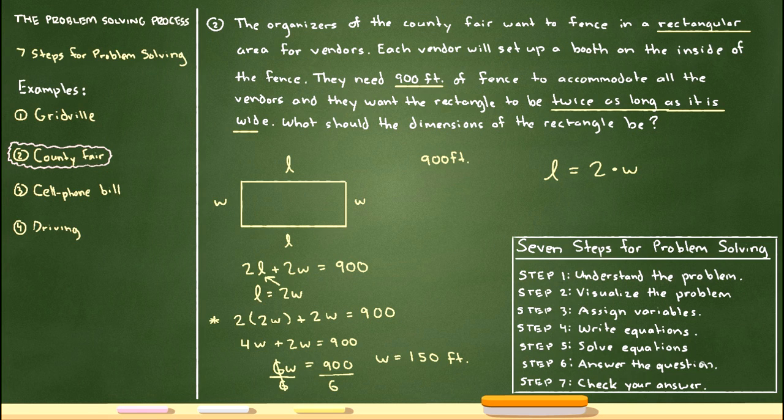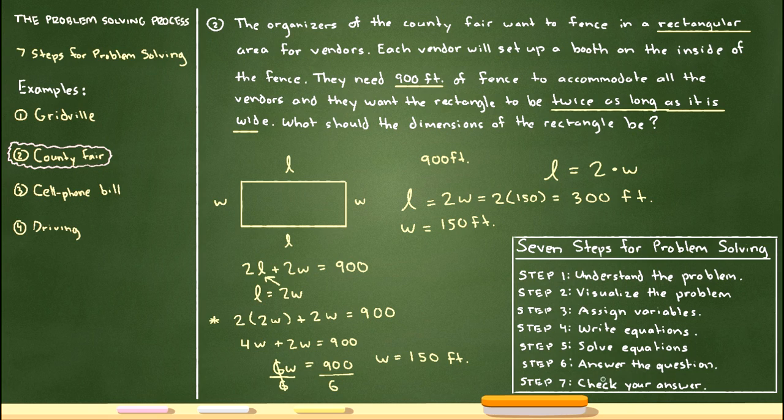Now, we want to go ahead and answer the question. So what should the dimensions of the rectangle be? So when they say dimensions, they want the length and they want the width. Now we know the length is equal to 2W, which is equal to 2 times 150, which is equal to 300, and don't forget the units, feet. And W, we already solved for that. We know it's 150 feet. So the dimensions would be 300 feet for the length and 150 feet for the width.